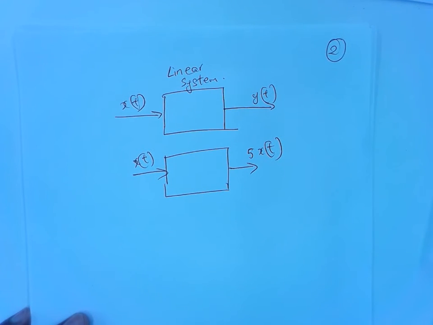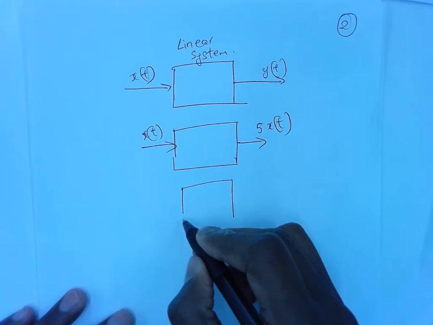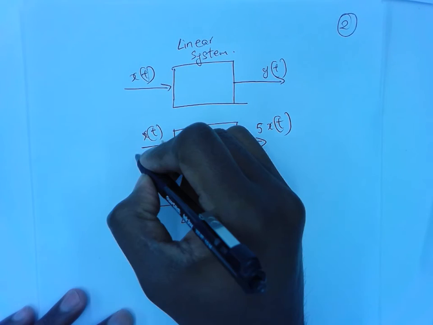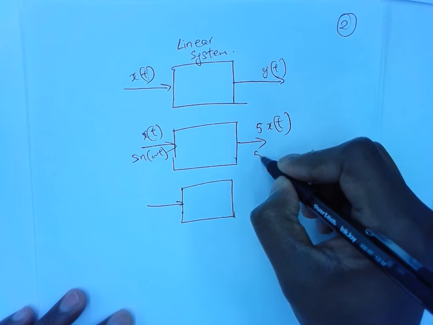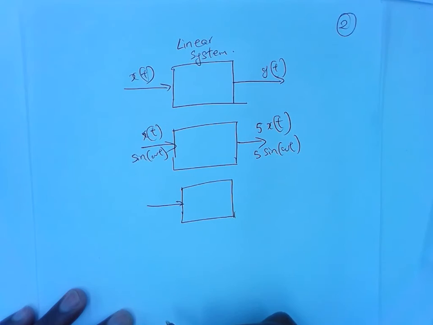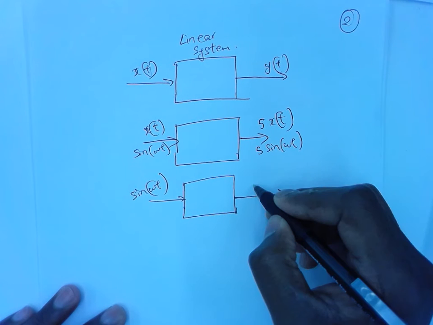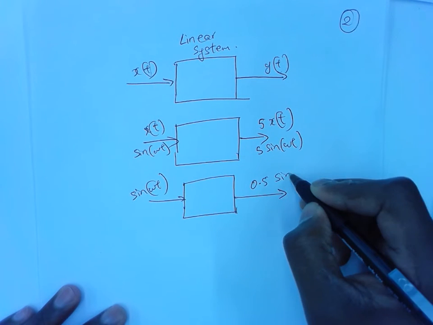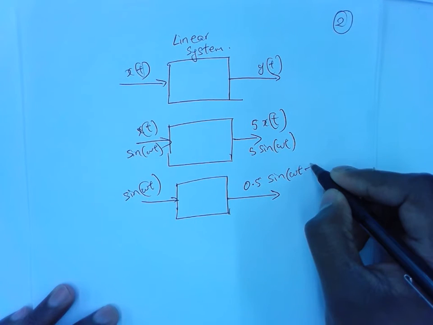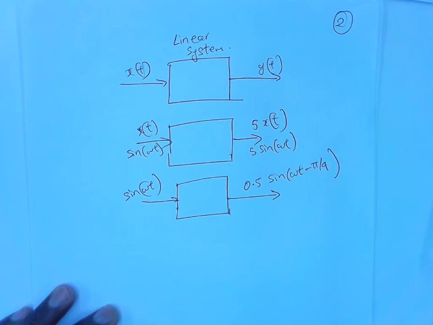Let me take another example. Let's say if this was sine omega t, and this was 5 times sine omega t, this is a linear system. So if my input is sine omega t, and my output is 0.5 times sine of omega t minus pi over 4, is that a linear system? Is the output a linear multiple of input? Obviously not, because there's also a phase shift.